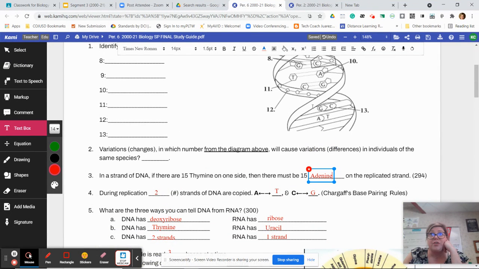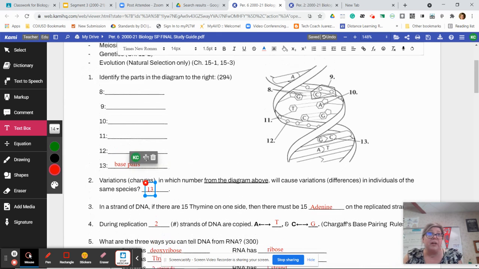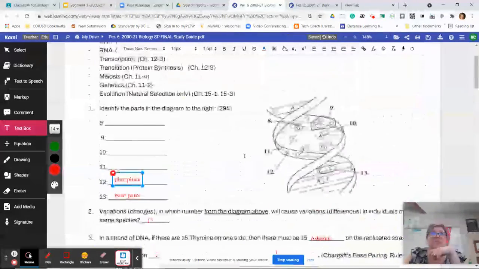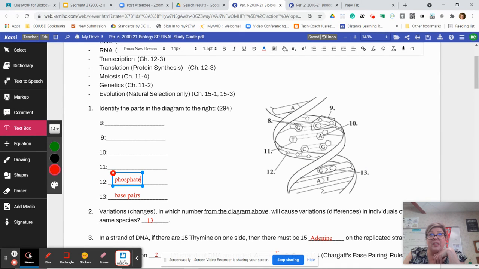Variations occur at 13. So 13 is the base pairs. That's where we have variations. And I think that's it. So basically, we already looked at the nucleotide. 12 is pointing to the circle. 11 is pointing to, nope, 12 is the phosphate. My bad. We just diagrammed our nucleotide here. Yep, so phosphates are circle. So that would mean 11 is the hexagon shape.